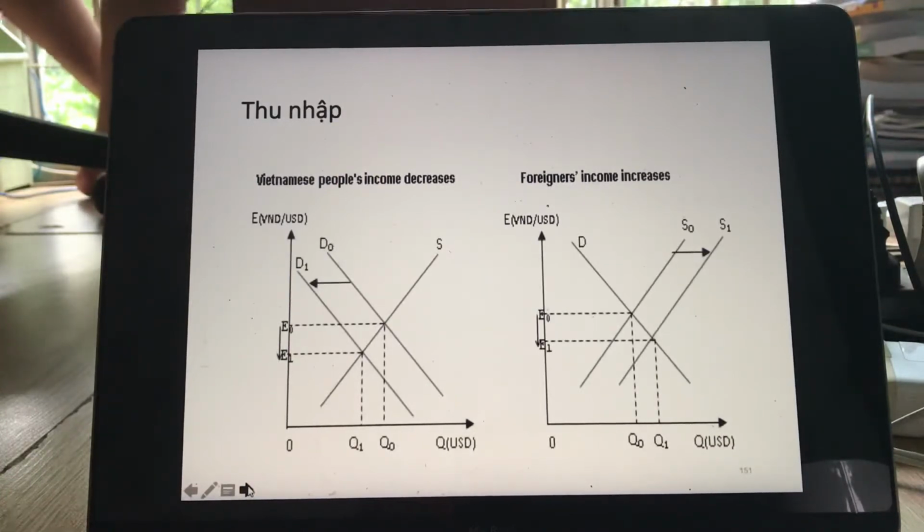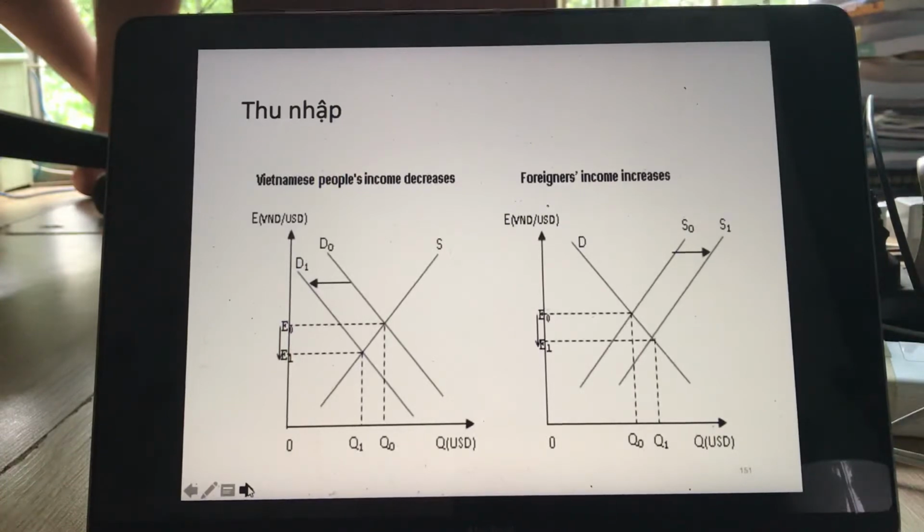Okay, it's true, but I want to ask you more. Why, when Vietnamese people's income decreases, do we demand less foreign currency? We demand less foreign goods. Because when the income decreases and the price of products, maybe they are expensive for people, so the demand decreases.